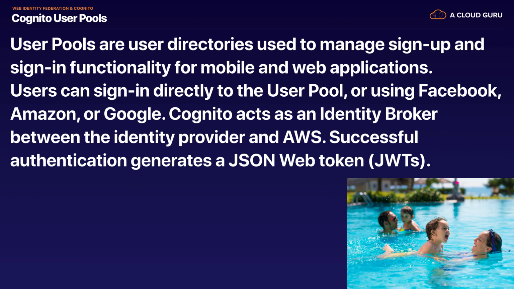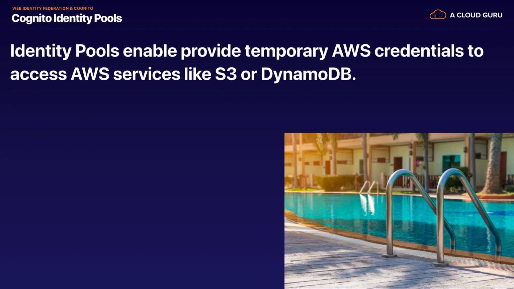So if you see JWT, it just stands for JSON Web Token, and that basically means that you've already successfully authenticated with Amazon, Google, or Facebook. Now, identity pools are enabled to provide temporary AWS credentials to access AWS services like S3 or DynamoDB. So identity pools are all about the authorization of access to AWS resources, whereas user pools are all about your actual users. So that's the difference between user pools and identity pools.